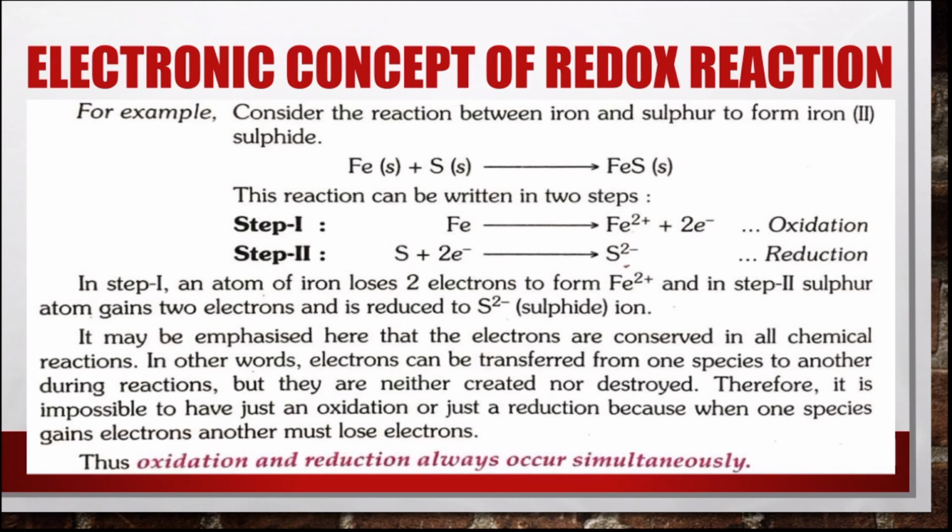It may be emphasized here that electrons are conserved in all chemical reactions. In other words, electrons can be transferred from one species to another during these reactions, but they are neither created nor destroyed. Therefore, it is impossible to have just an oxidation or just a reduction, because when one species gains electrons, another must lose electrons. Thus, we can say that oxidation and reduction always occur simultaneously, and therefore such reactions are called redox reactions.